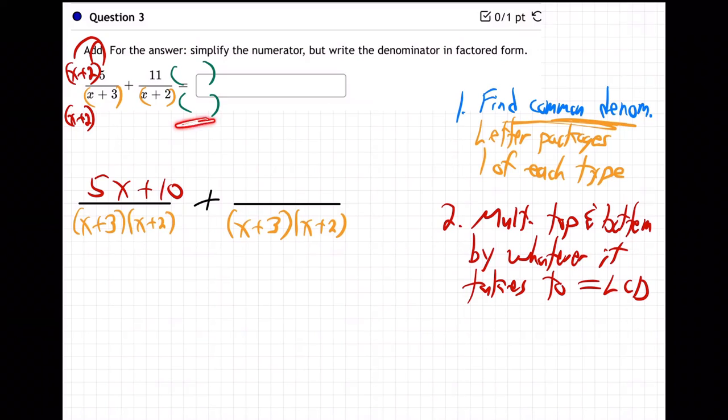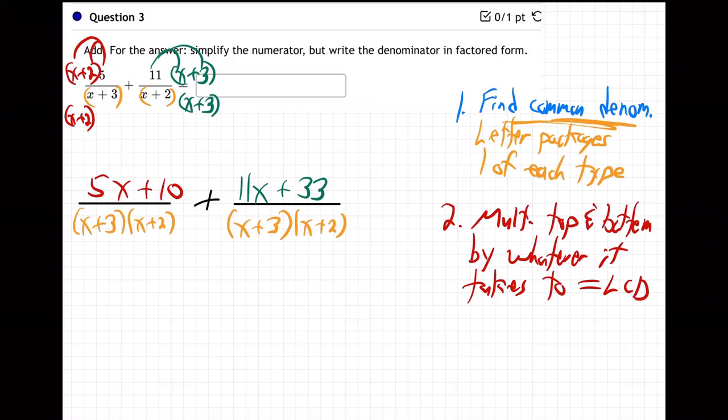So I have to multiply top and bottom to make it match this common denominator. So it's got an x plus 2. What does it need? It needs an x plus 3, top and bottom. And then distribute the 11x plus 33. Let me pause there for a second.